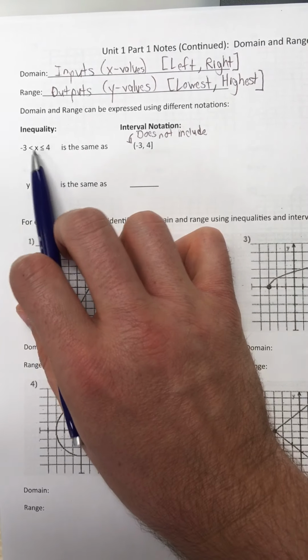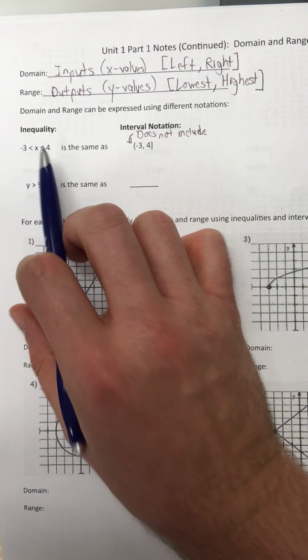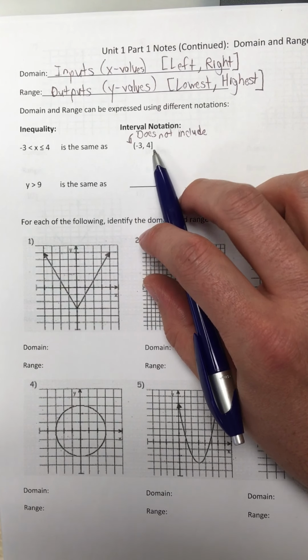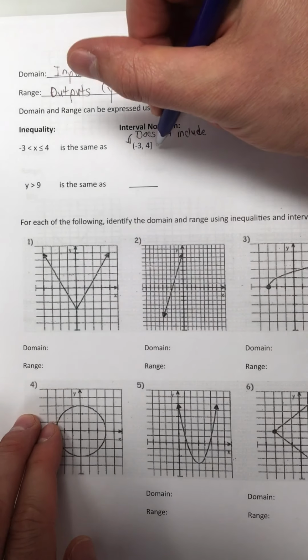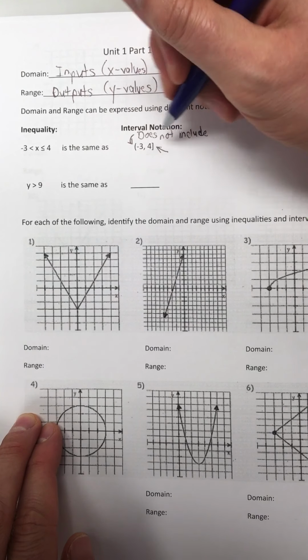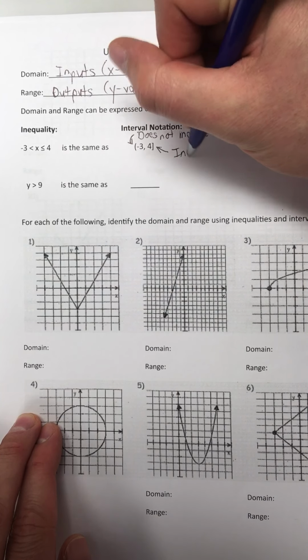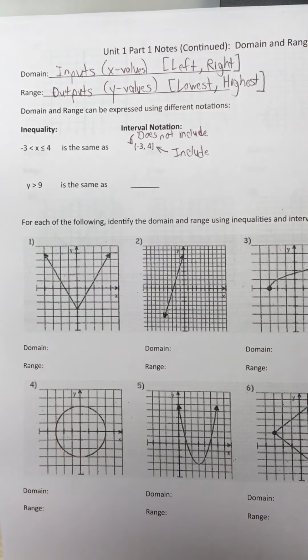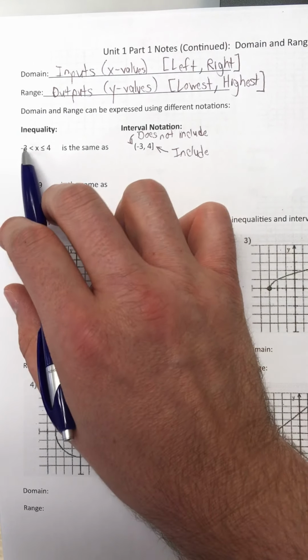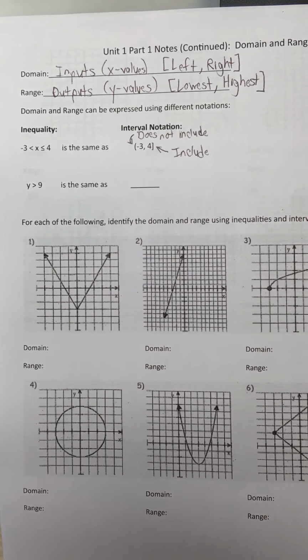And then if it does include it, like here we have an equal to line on the 4, you use a square bracket instead of a curly parentheses. So a square bracket means it does include it. All right, so for example, if it included both numbers, then I'd put a bracket on both ends.